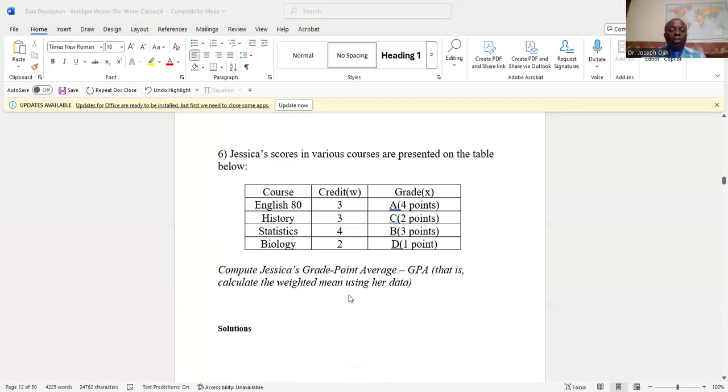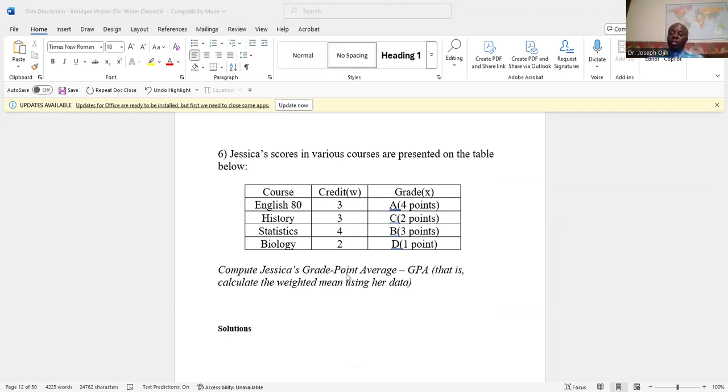It says Jessica's scores in various courses are presented here. English has a weight of 3 points, and she scored A, that is 4 points. History has a weight of 3 points. She scored C, which is 2 points. Statistics has a weight of 4 points, and she scored B, which is 3 points. And then biology has a weight of 2 points, and she scored D, which is 1 point. Compute Jessica's grade point average.